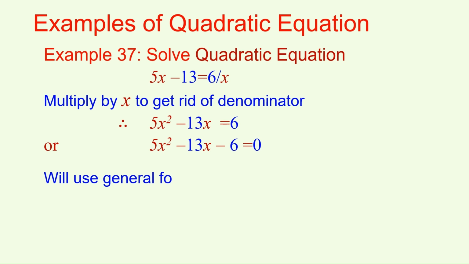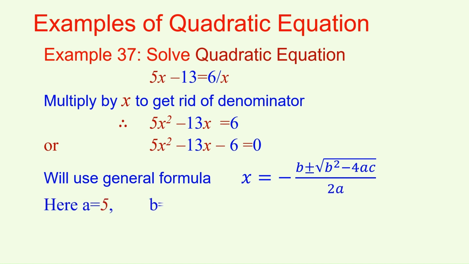We'll use general formula. x equals minus b plus minus square root of (b squared minus 4 times a into c) whole divided by 2 times a. Here a equals 5, b equals minus 13, c equals minus 6. For ac equals minus 120, b squared equals 169.